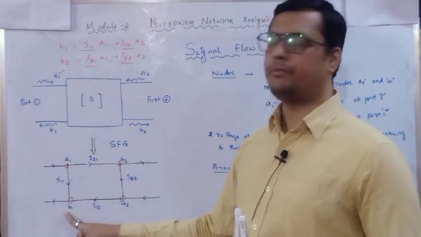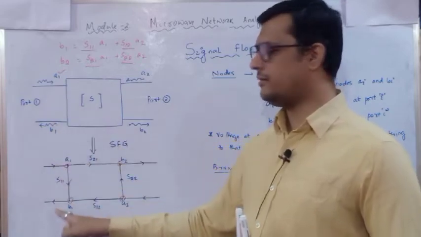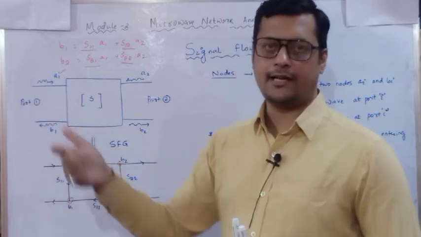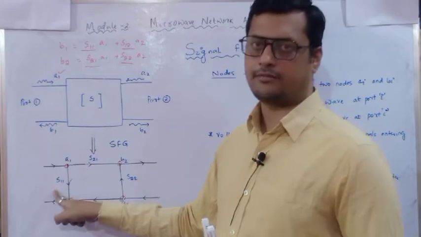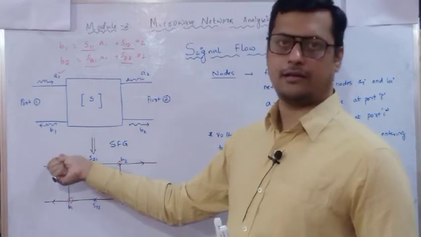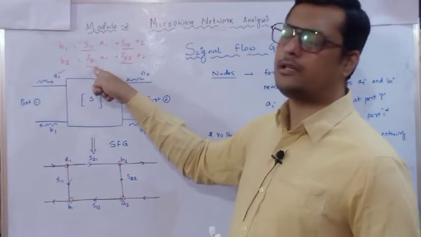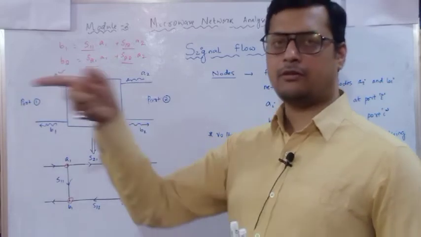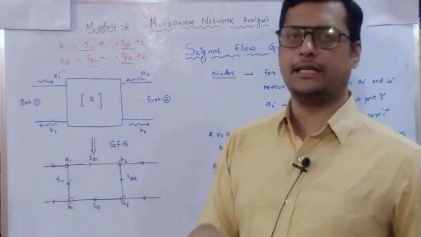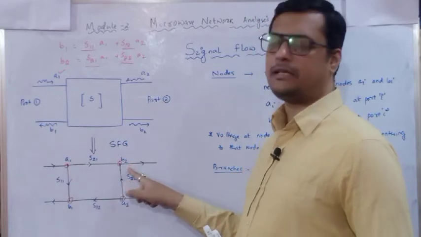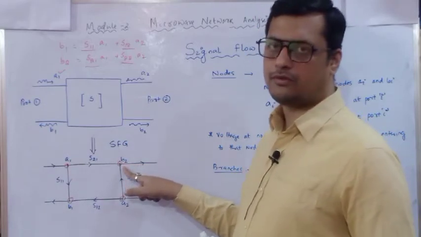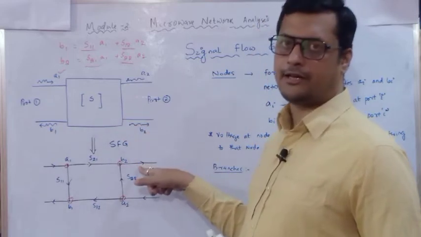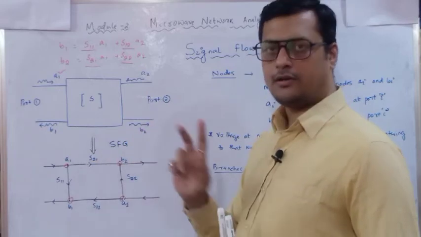So here I have put A1 and B1 for port 1. If I want to form a relation between 1 and 1 with respect to incident and reflected, I will get S11. S11 means B1 by A1. Done. Similarly, in order to represent S21, what will be our relation? B2 by A1. So B2 is the final point and A1 is the initial point. So I have placed here B2. And this indicates it is a reflected wave. So it is S21. Over.